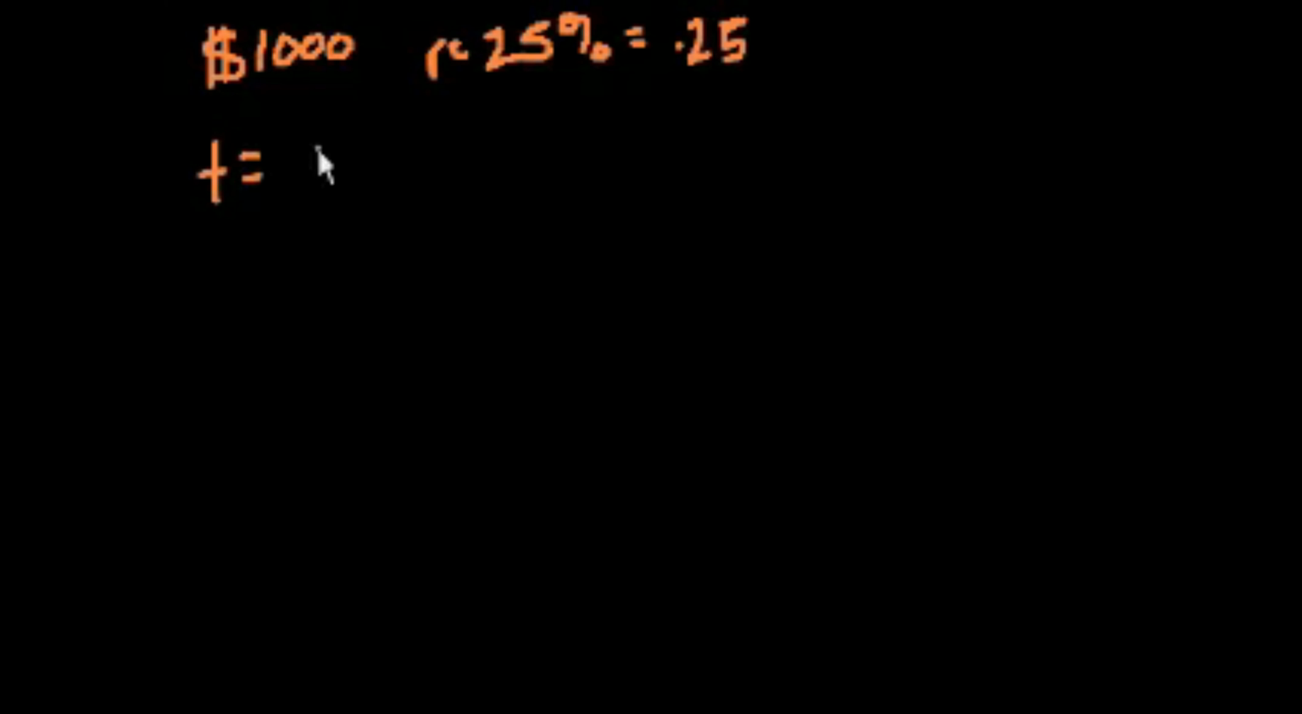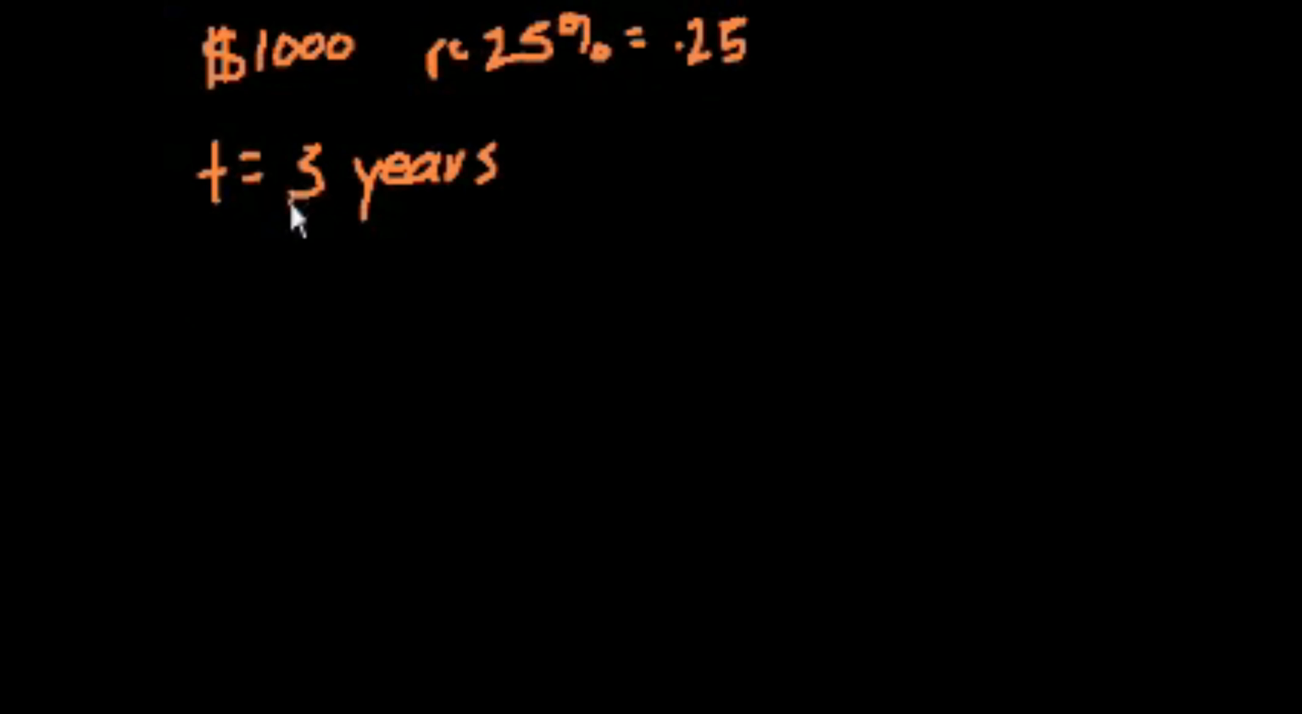Okay, so let's say I borrow $1,000. Let's say that the interest rate is 25%. That's the annual interest rate, right? Rate is equal to 25%, which is the same thing as 0.25. And let's say I were to borrow it for 3 years. So T is equal to 3 years. And we're going to continuously compound this interest.